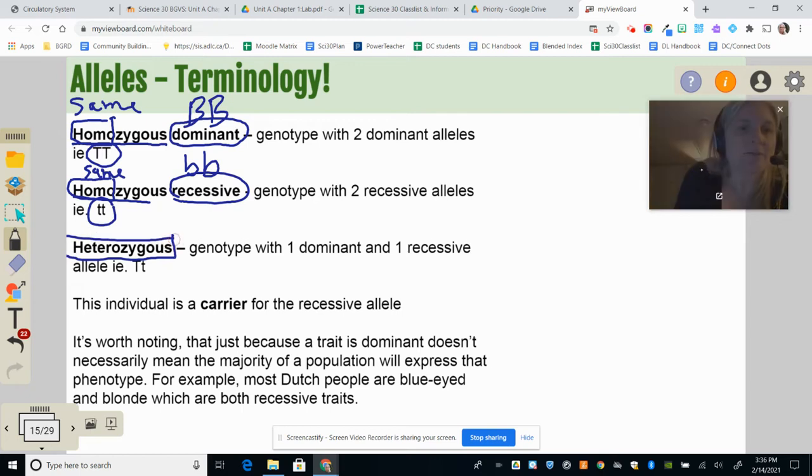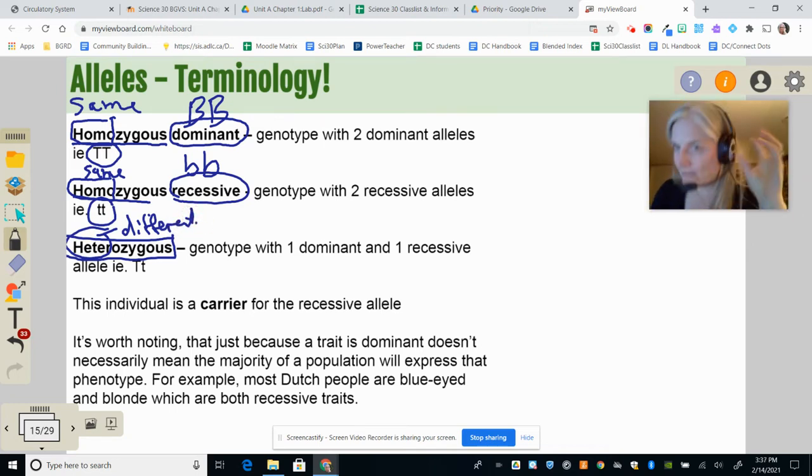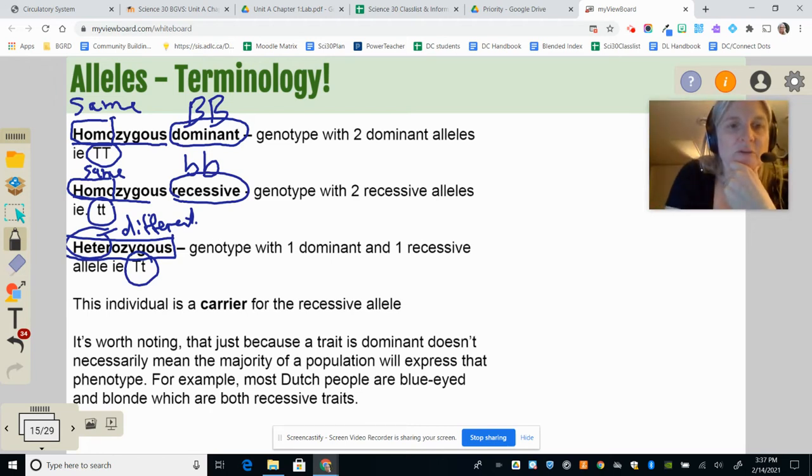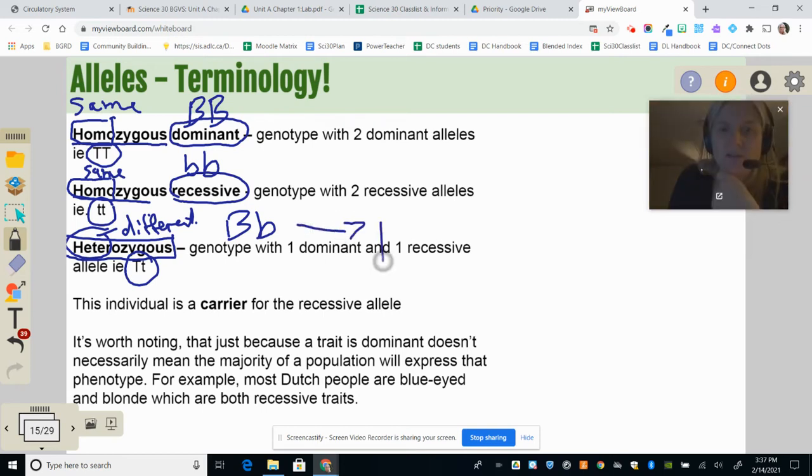Heterozygous, hetero means different. Okay, as soon as you see heterozygous, you know you have to have one dominant and one recessive allele. All right, so in terms of tongue rolling, big T, little t. In terms of our B's, it would be big B, little b. And the phenotype will be whatever the dominant trait is. So whatever that big B is, or the big T. So tongue rolling in this case.